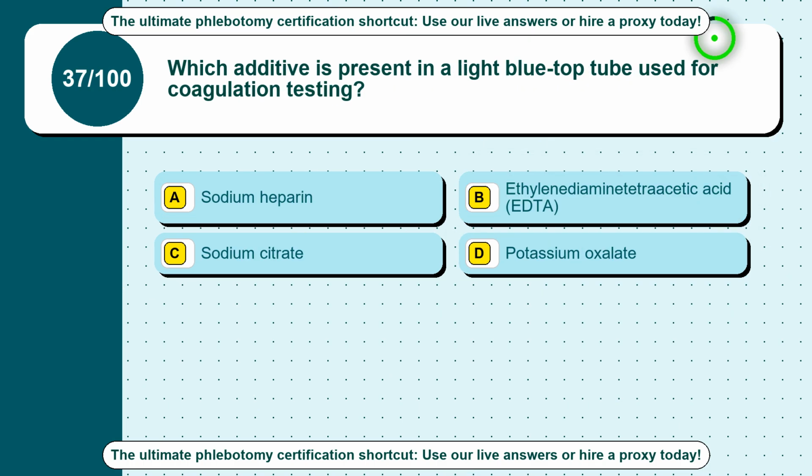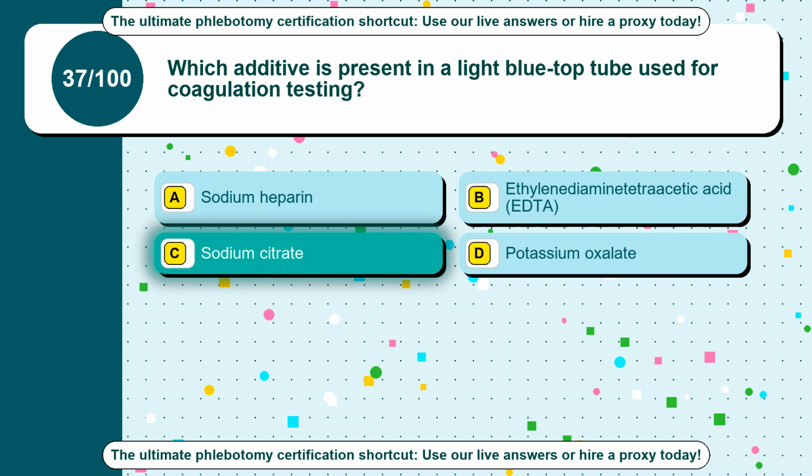Question 37. Which additive is present in a light blue top tube used for coagulation testing? Option A, sodium heparin. Option B, ethylenediamine tetraacetic acid, EDTA. Option C, sodium citrate. Option D, potassium oxalate. The correct answer is option C, sodium citrate.